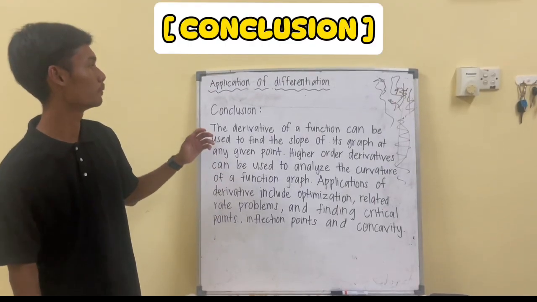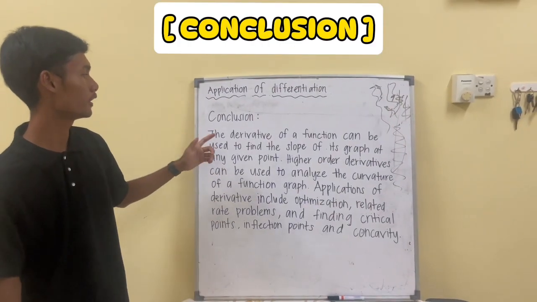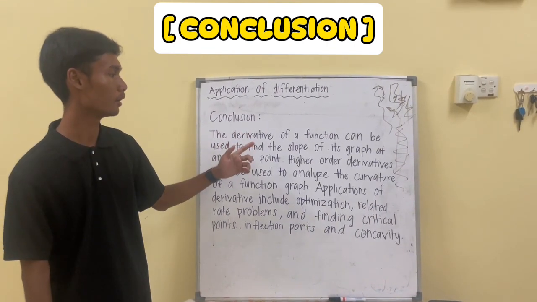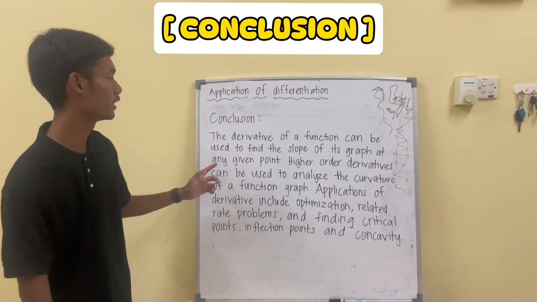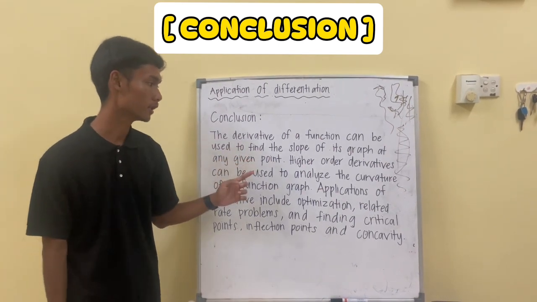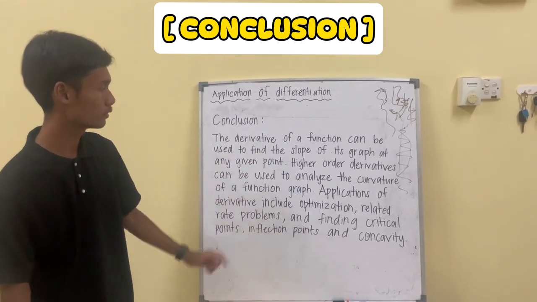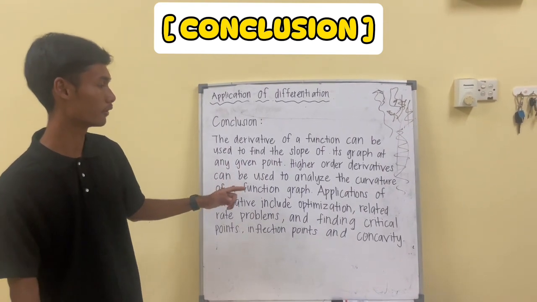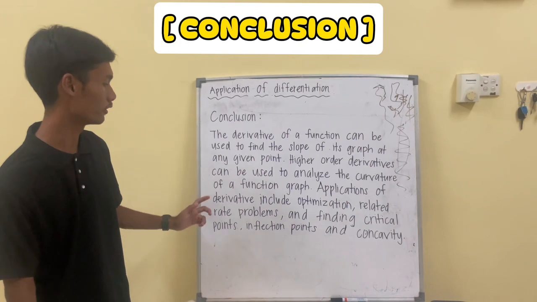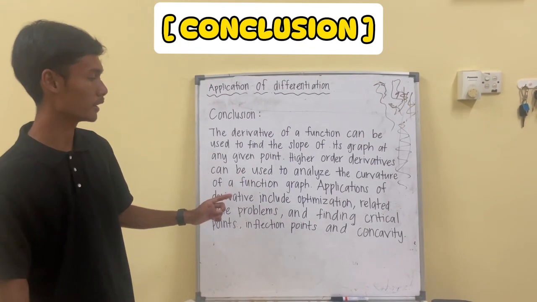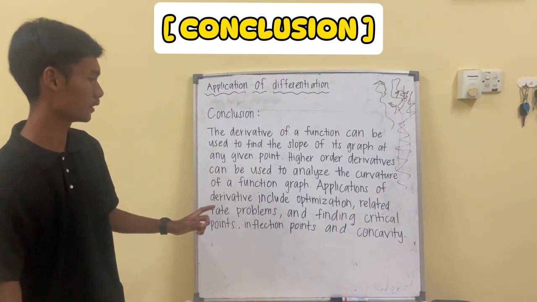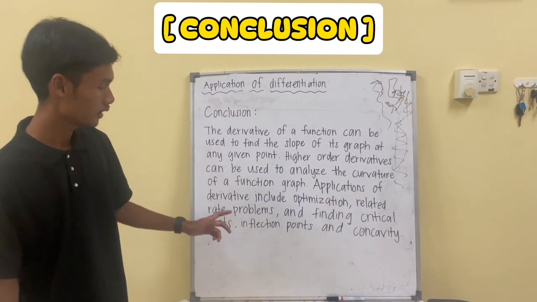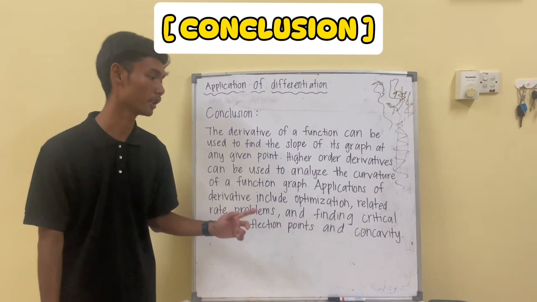Okay, conclusion about the topic. The derivative of a function can be used to find the slope of its graph at any given point. Higher order derivatives can be used to analyze the curvature of a function graph. Applications of derivatives include optimization, related rate problems, and finding critical points, inflection points, and continuity.